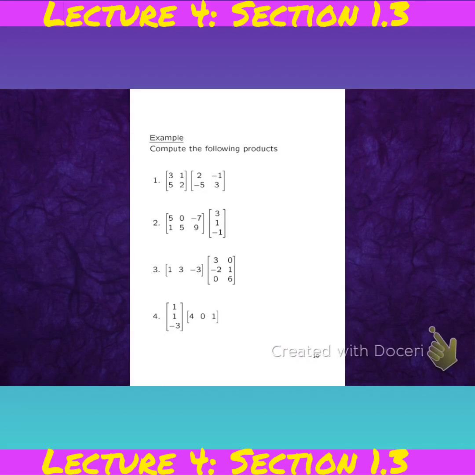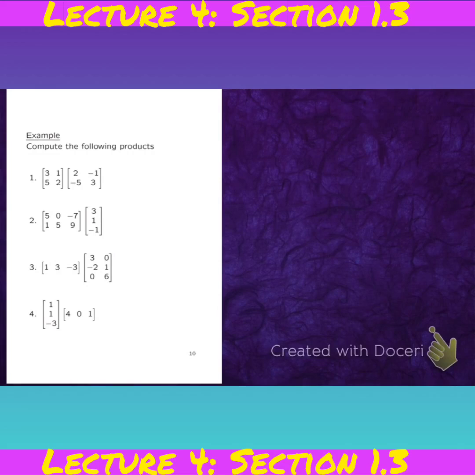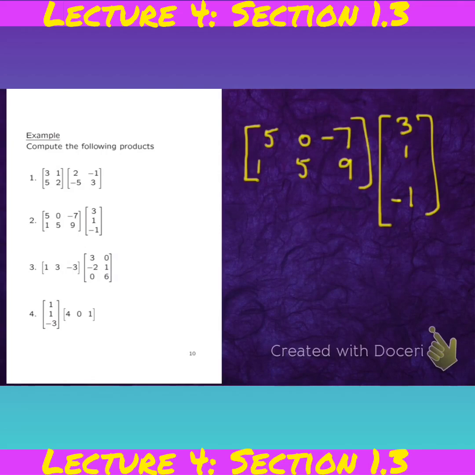Okay, so let's quickly look at this example. I'm not going to spend too much time on this. We know how the product works now. What I'll do is let's look at number 2. Number 2, we are asked to calculate the product between the matrix 5, 0, minus 7, 1, 5, 9, and we're going to multiply it with the column vector 3, 1, minus 1. Okay, so let's just quickly check this.